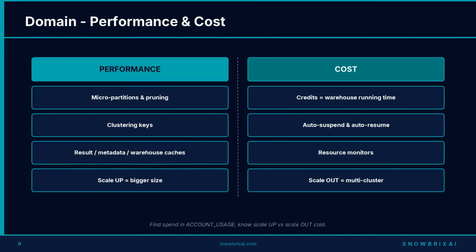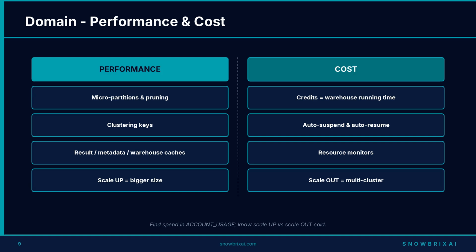Now performance and cost, one of my favorite domains because it makes you a better engineer too. On performance they test micro partitions, pruning, clustering keys, the caches, warehouse sizing and resource monitors. On cost, the core idea is simple. Credits equal warehouse running time, so auto suspend saves money and account usage is where you find the spend. And here is the one comparison you must know cold. Scale up means a bigger warehouse size for heavier queries, scale out means more clusters for more concurrent users.